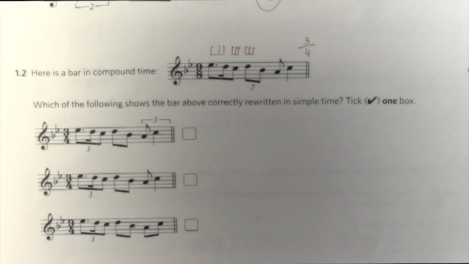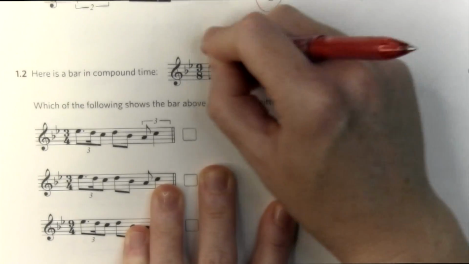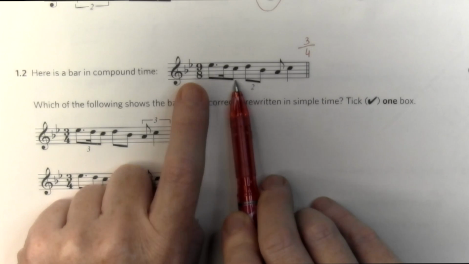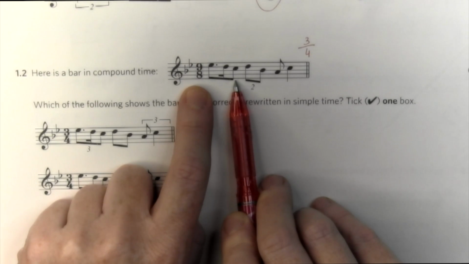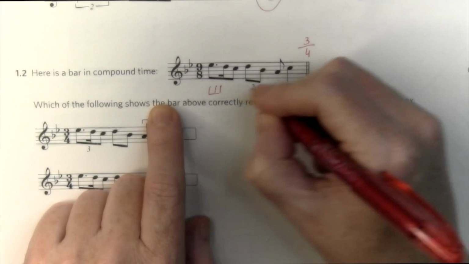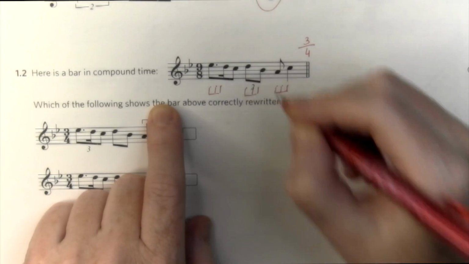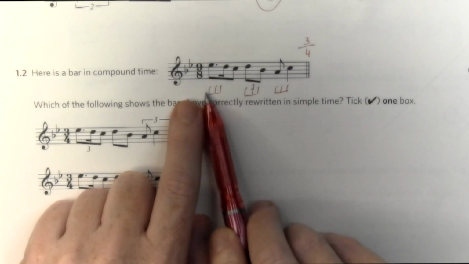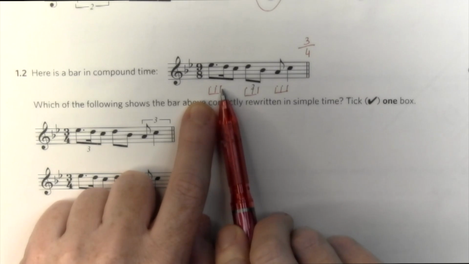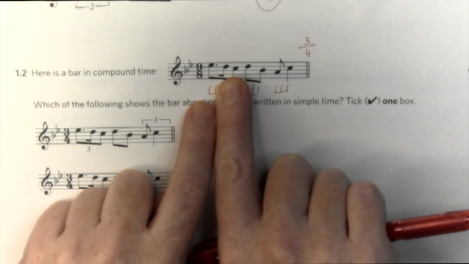Now, what do we see here? Let me just rub this out because we need to write the figure of the new bar. 3 crotchets fit perfectly in compound time, but not in simple time, because we have 2 subdivisions. So we have an extra quaver to fit in the same movement.